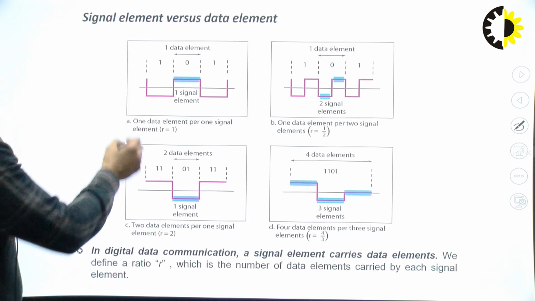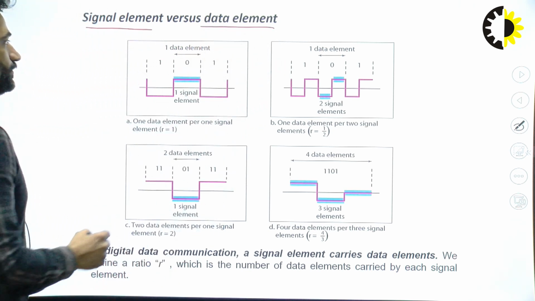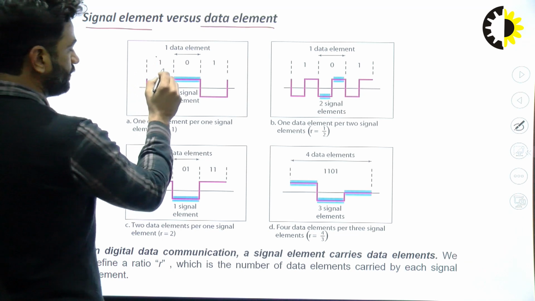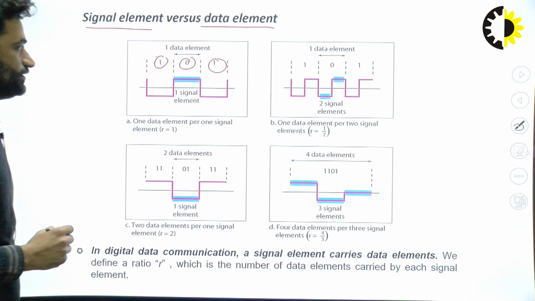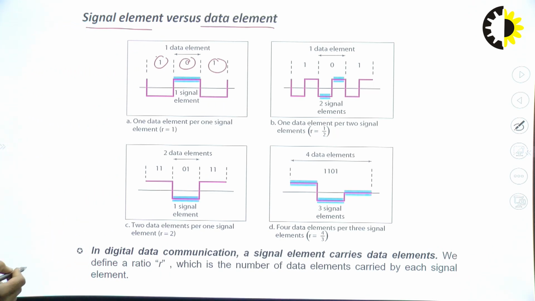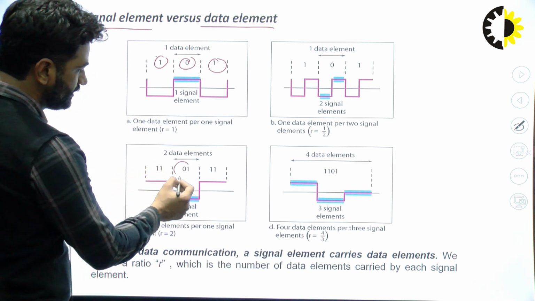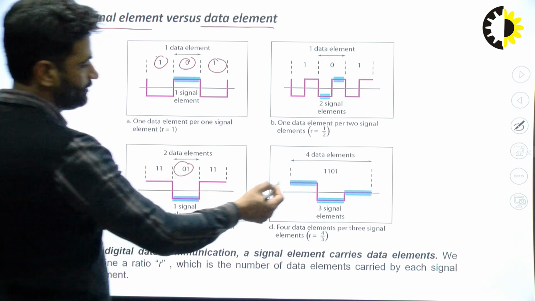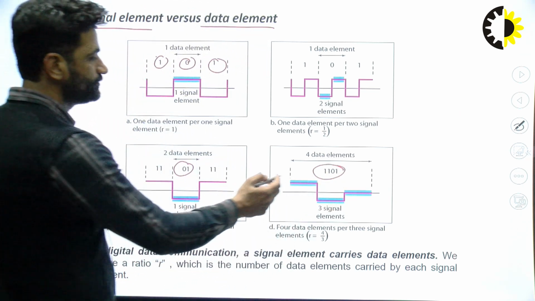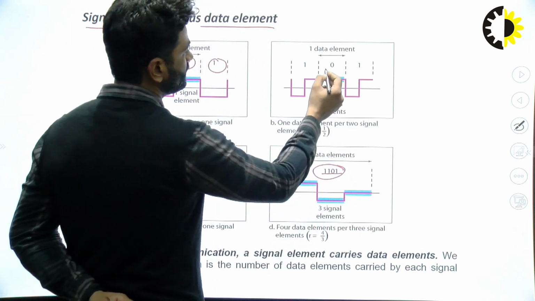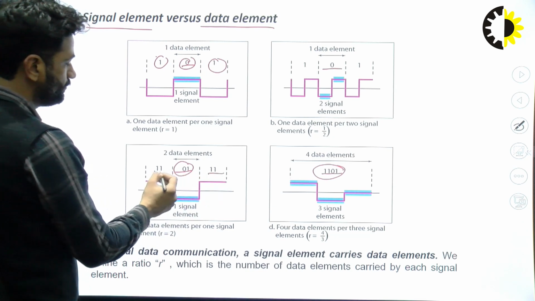In the next slide, you can see the difference between signal element versus data element. Data elements are the number of bits we are doing the line coding for. Here you can see we are taking the two data elements 0 and 1. Here we are taking the 4 data elements. We are combining 4 bits together. This is 1 data element, 1 data element, 2 data elements, 2 data elements, 2 data elements.